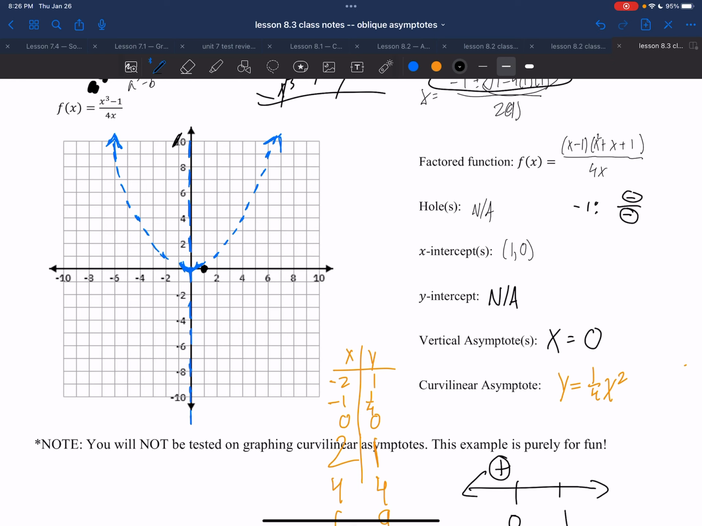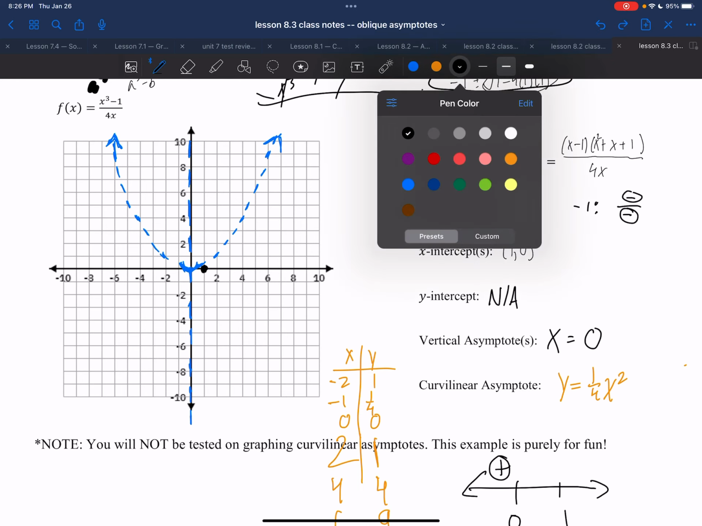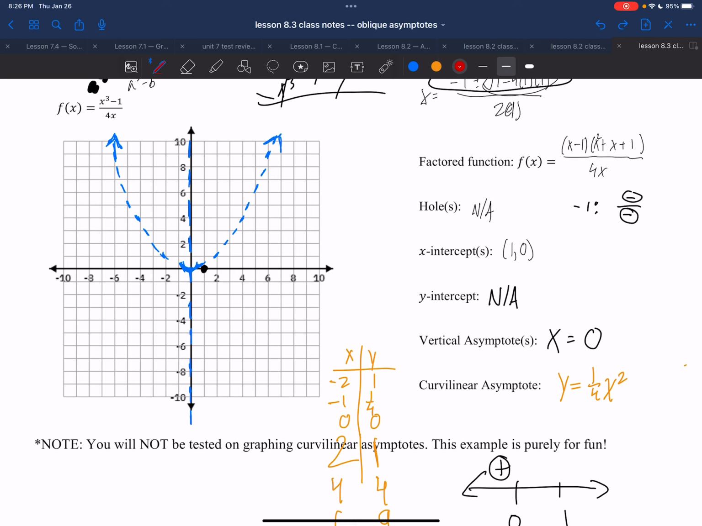Let me do red for you. Okay, red. What's going to happen here is I'm going to go down towards that asymptote, and then I'm going to curve back towards it, like so. And it's going to follow that parabola's leg over there.